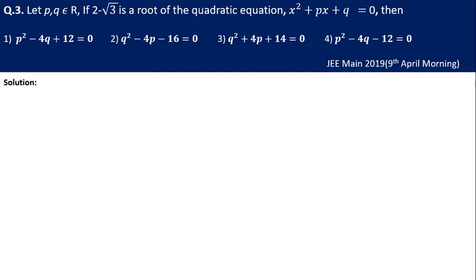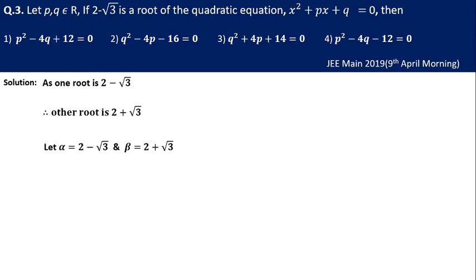In theory we have mentioned that if one root is irrational, that is, 2 minus root 3 is irrational, we have written that if one root is p minus root q, then the other root must be p plus root q. So here the other root is 2 plus root 3. So we know both the roots now. I am assuming these values as alpha and beta. Alpha is 2 minus root 3 and beta is 2 plus root 3. Then in the next step, I can write the required quadratic equation.